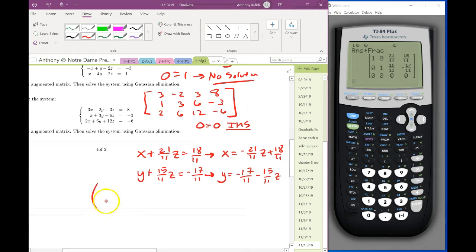So, what I can do then is I can say that my general form solution for x is, I know x is equal to negative 21 over 11z plus 18 over 11. And I know y is equal to negative 15 over 11z minus 17 over 11. And since both of those are written in terms of z, z is like my independent variable, so z is just going to be the one I get to choose. So there's my general form solution.